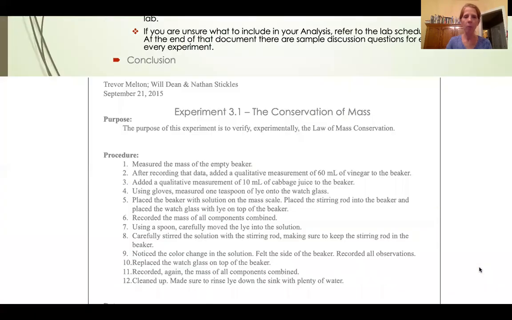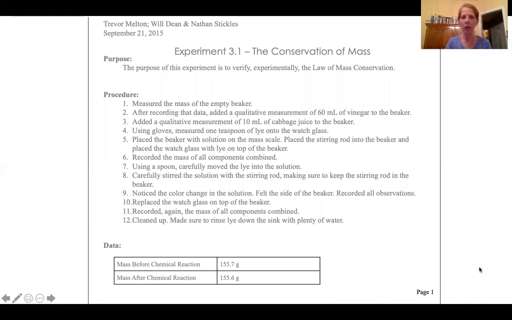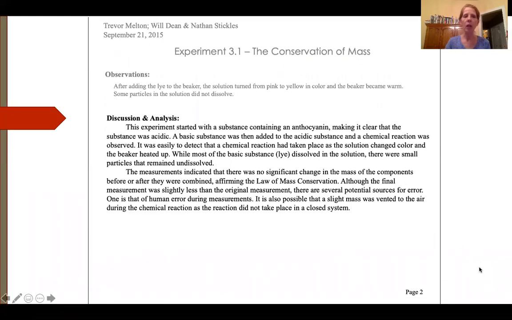Let's look at an example. Here we go. Again, this is the first page. Here we are on the second page. This experiment started with a substance containing an anthocyanin, making it clear the substance was acidic. A basic substance was then added to the acidic substance and a chemical reaction was observed. It should be easy to detect that a chemical reaction had taken place as the solution color changed and the beaker heated up. This is what a discussion is. It's you talking about what you learned in the lab. That's what I expect to see in your discussion and analysis.